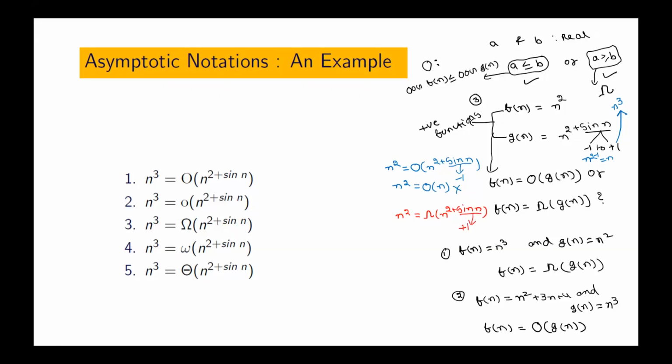Minus 1, it is true. When sin n becomes plus 1, overall it becomes n squared is big omega of n cube. We know that it is false.